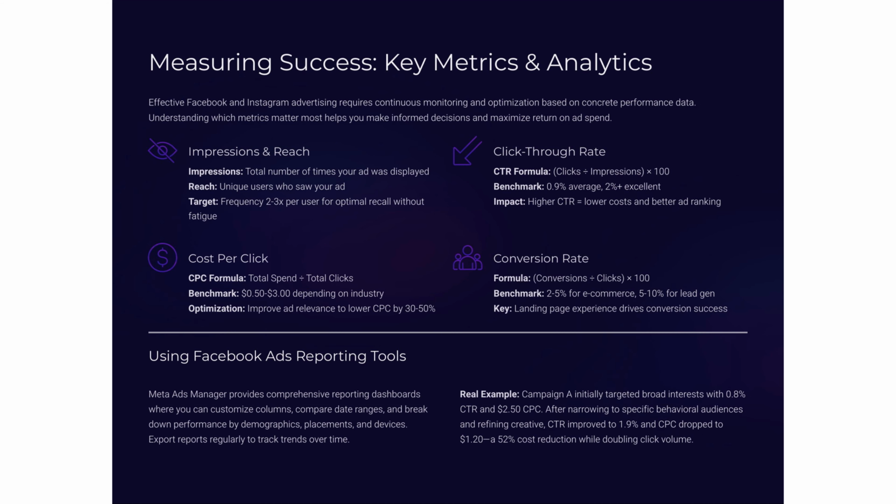Effective Facebook and Instagram advertising hinges on key metrics like impressions, reach, and click-through rate, CTR. Aim for a frequency of 2 to 3 times per user to avoid fatigue. A click-through rate above 2% is excellent, reducing costs and improving ad ranking. Optimize cost per click by enhancing ad relevance, and focus on conversion rates driven by landing page experience.